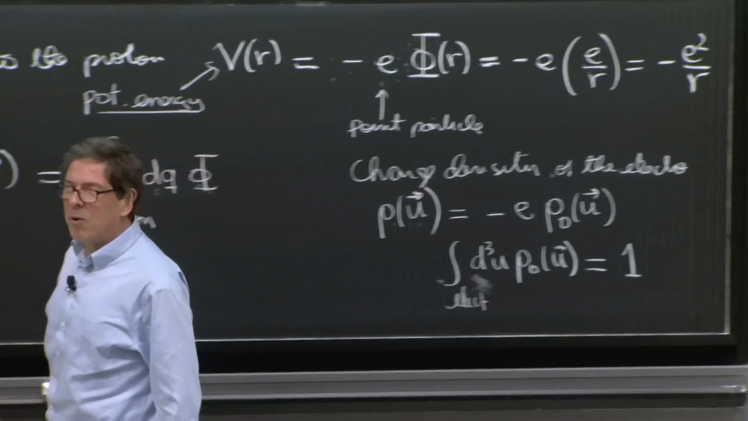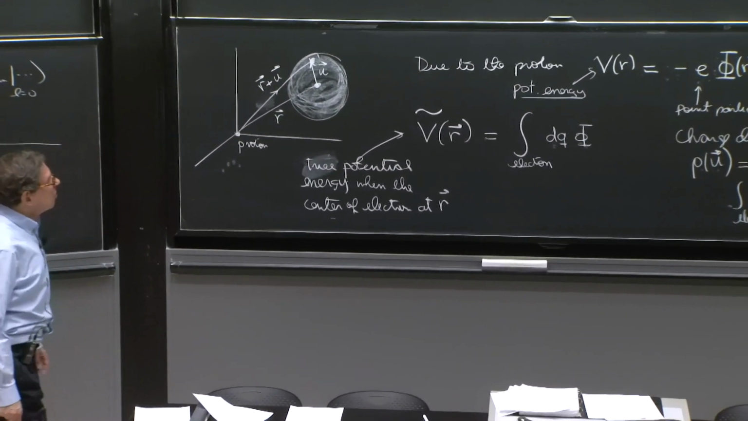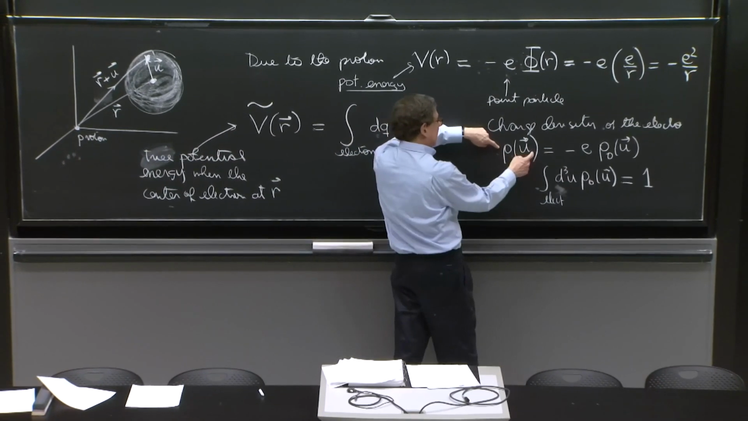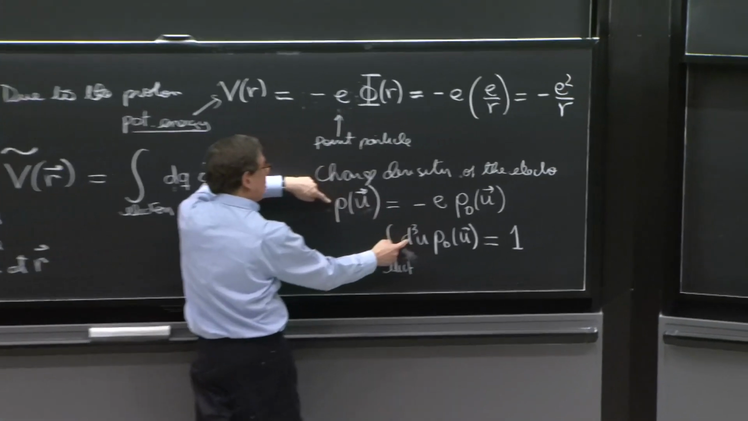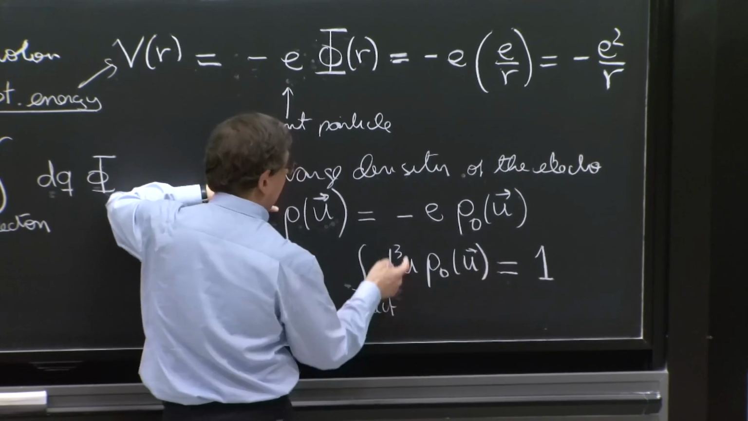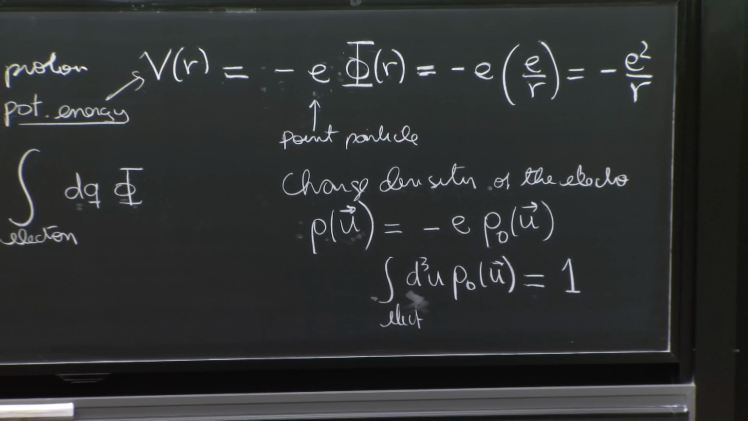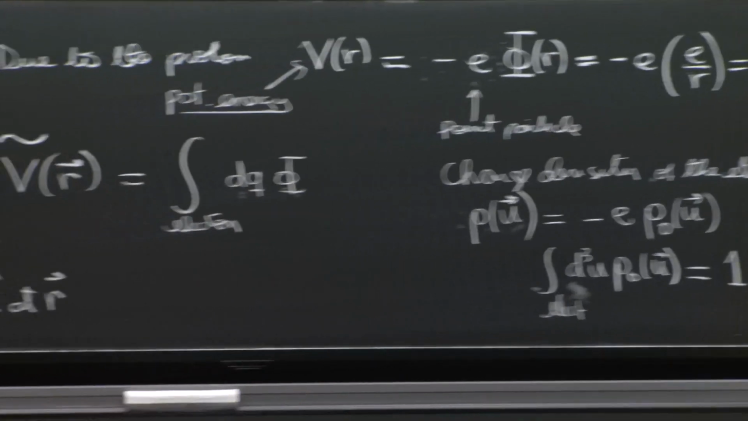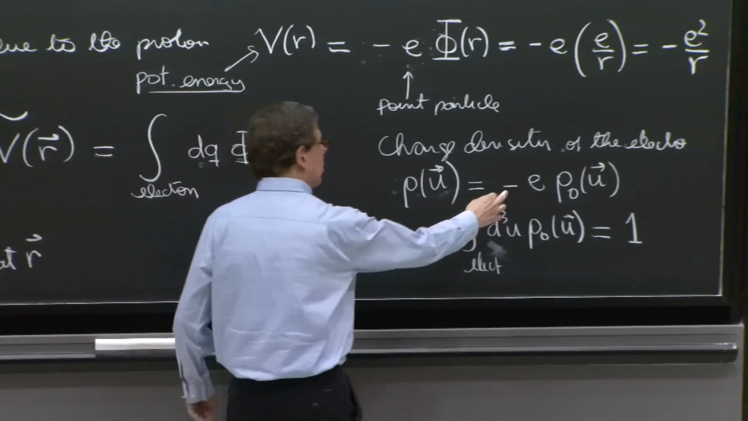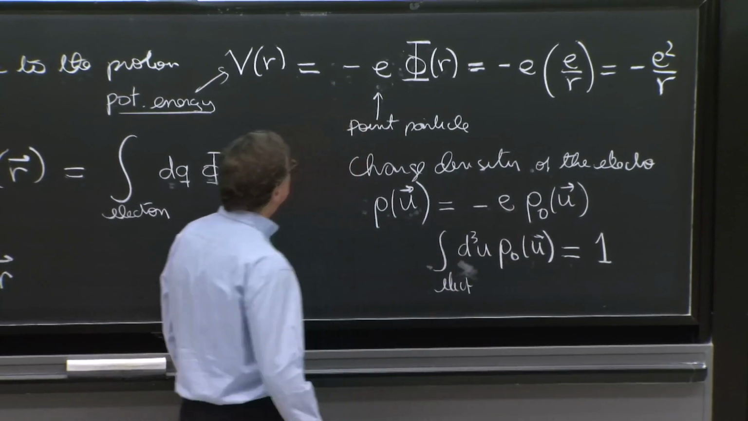Look at that integral. Why should it be equal to 1? It should be equal to 1 because then the integral of the charge density, the integral of this over all of space, would be minus E times 1. And that's exactly what you expect. So rho 0 is a unit-free, 1 over length cubed. It's a charge-free quantity. The charge is carried by this constant over here.